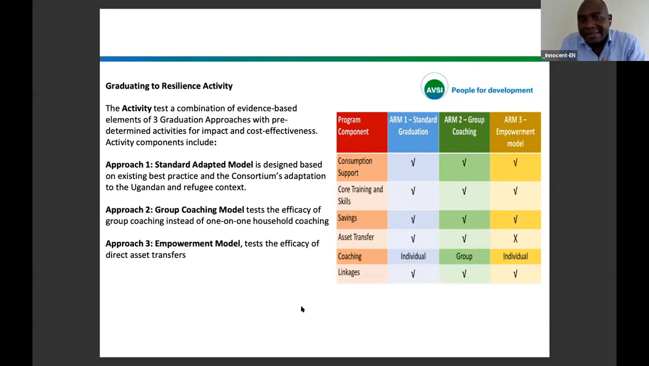So we are testing this group and individual coaching model within a livelihood context, within livelihood interventions, where the households receive consumption support and core training in other livelihood components. And then also we have elements of savings, and asset transfer to boost businesses, which later translate into meeting the other needs of the people in the households. And then the coaching itself builds on other elements like linkages to ensure that households and other participants receive particular services that are required for them to improve their lives. Yes, Catherine, back to you.